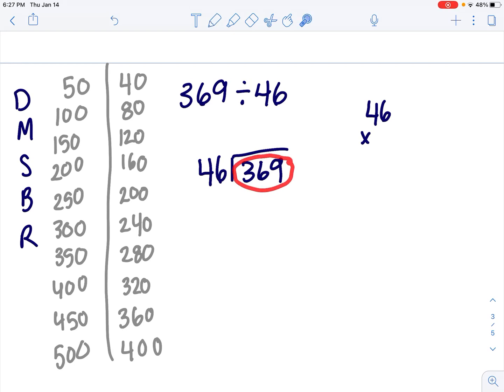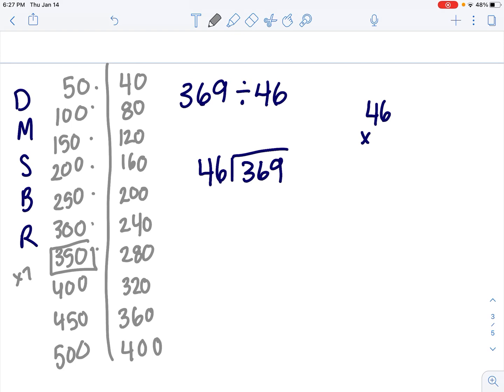All right, so either way, whichever way you skip counted by, we're still trying to look for a number that's really close to 369 without going over. So let me look back at my 50 skip counting. The closest I can get to 369 when I skip count by 50s is 350. That's 50 times 1, 2, 3, 4, 5, 6, 7. So that's a starting place.